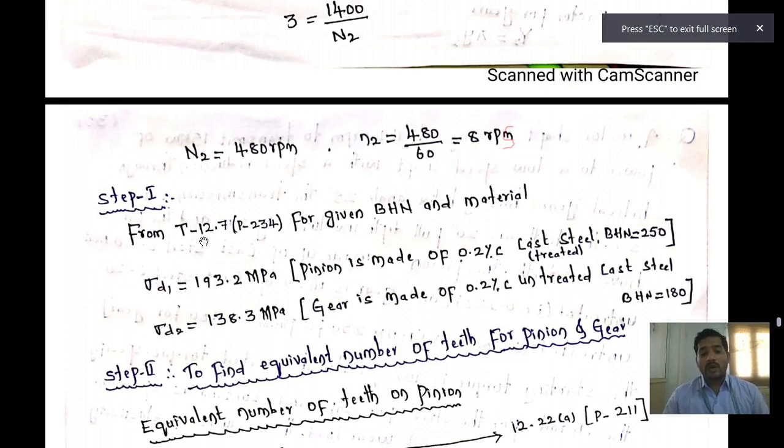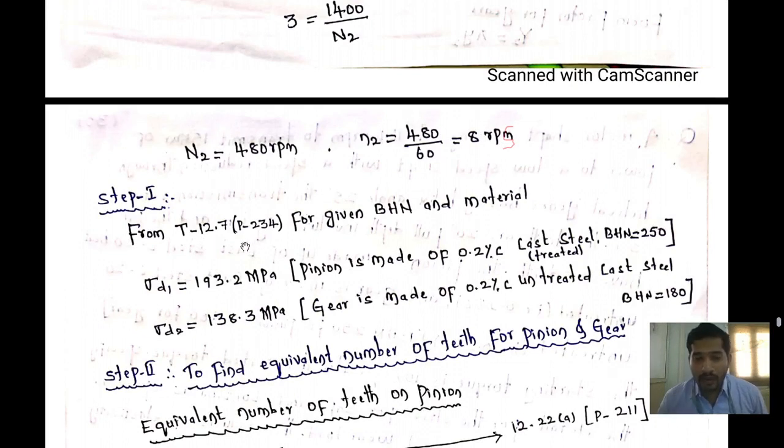After that, step number 1. Refer to table number 12.7, page number 234, for the given Brinell hardness number. The static strength for the pinion is given as 193.2 because the pinion is made of 0.2% carbon cast steel treated. So go to table 12.7, page number 234, then you will get the value of sigma d1 as well as sigma d2. Sigma d2 is the static stress of the gear, because the gear is made of untreated cast steel.